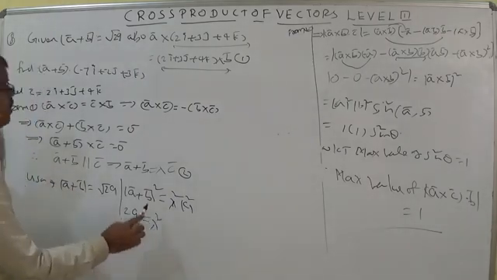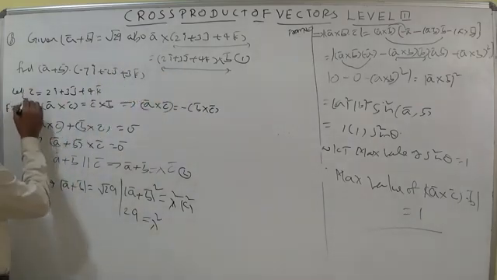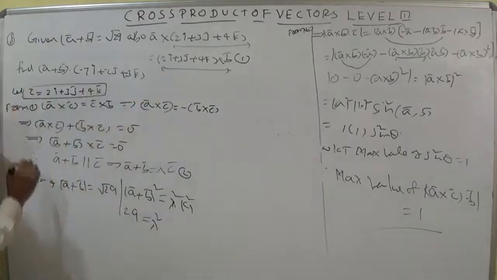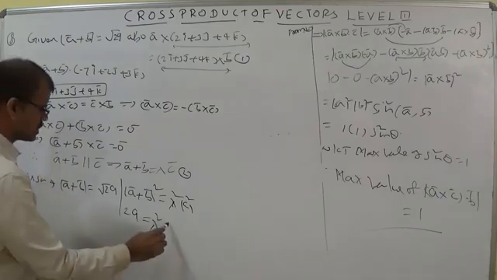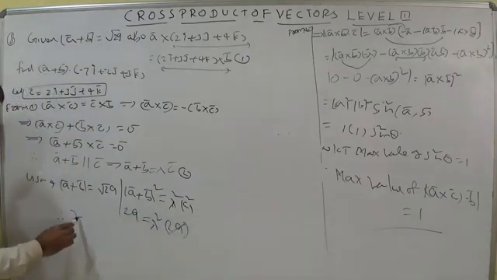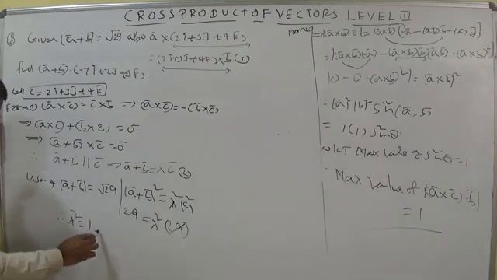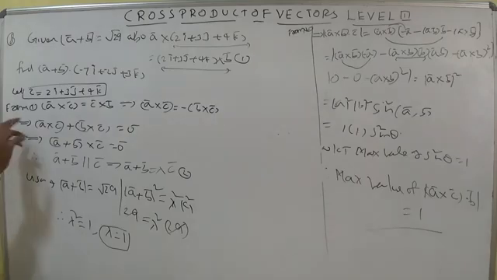Lambda square into whatever the value of C bar we thought here. Here I had written C bar is equal to 2i plus 3j plus 4k. So count the magnitude: 4 plus 9, 13 plus 16, it is equal to 29. So 29 and 29 will get cancelled. Then we got lambda square equal to 1 and we conclude that lambda is equal to 1. So lambda is equal to 1, the scalar we got.